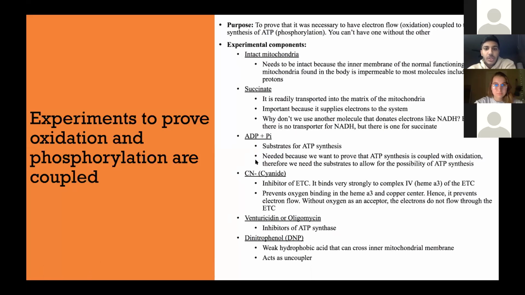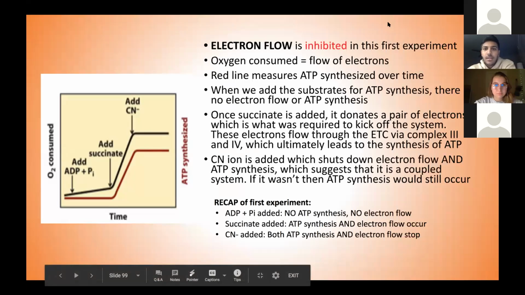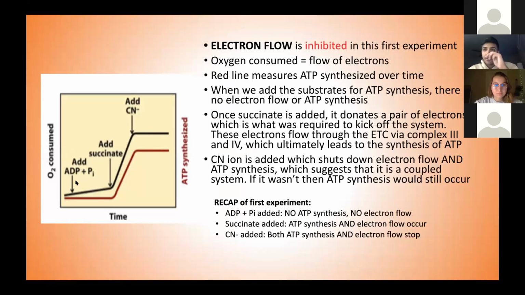important. With those in mind, now I just want to go over those two experiments, these graphs, without going over all of this. If you want to reference, this is slide 5 on lecture 35. The reason why we do this experiment is to show that you need electron flow, and without electron flow, you won't be able to make ATP. They go hand in hand.